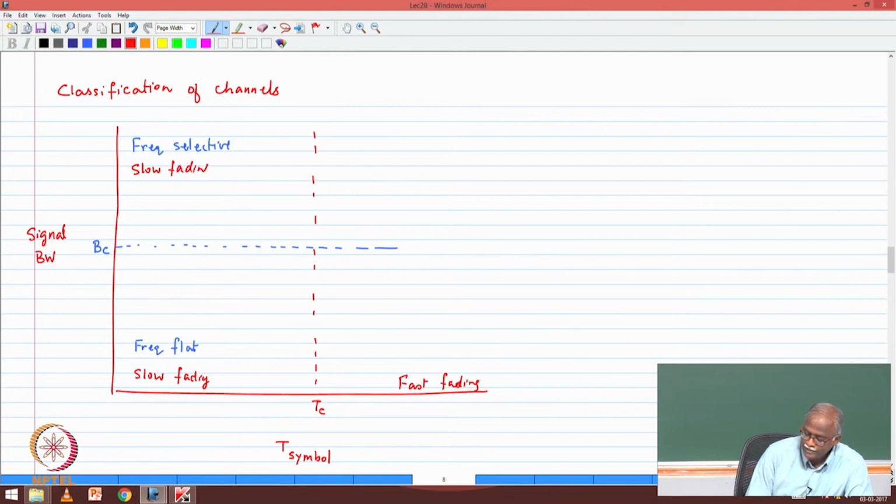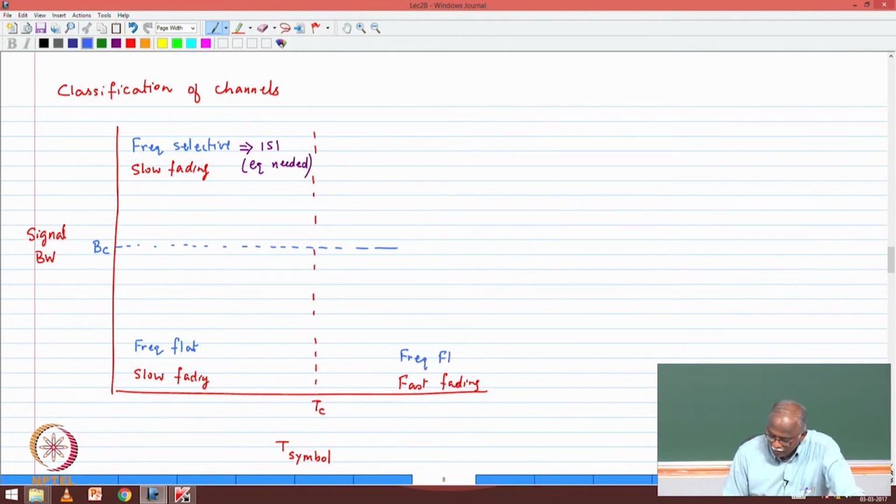Slow fading means many symbols will see the same channel. Frequency selective means that there's a need for an equalizer. So this means that there is ISI, which means an equalizer is needed. That's our interpretation of it. Okay. So just complete the rest of the description. This is frequency flat, and this quadrant is frequency selective, fast fading.